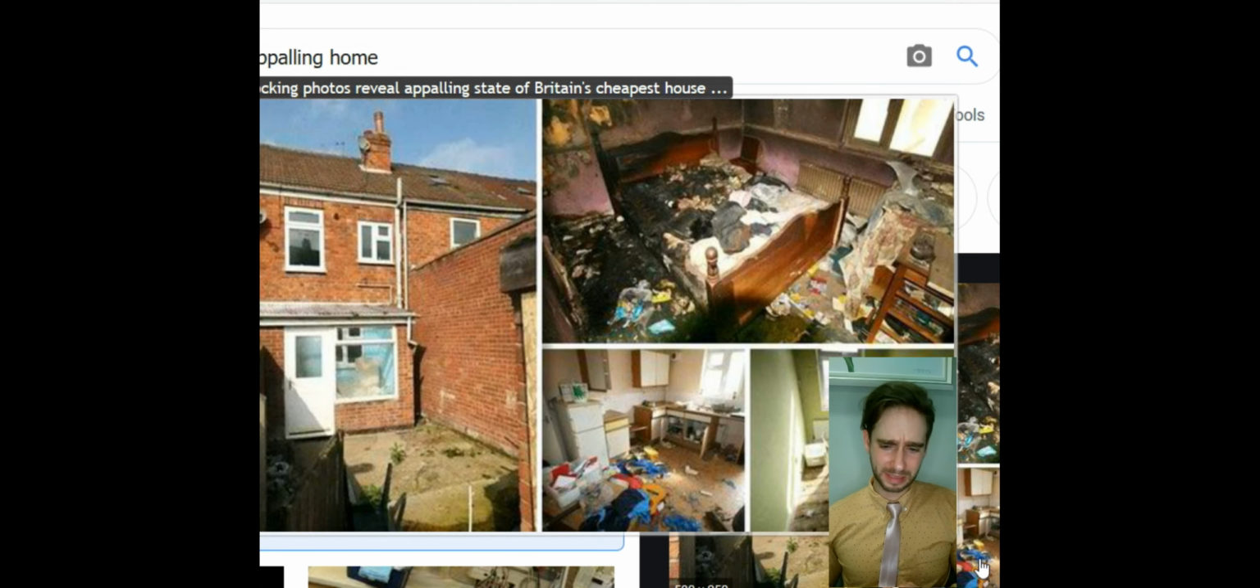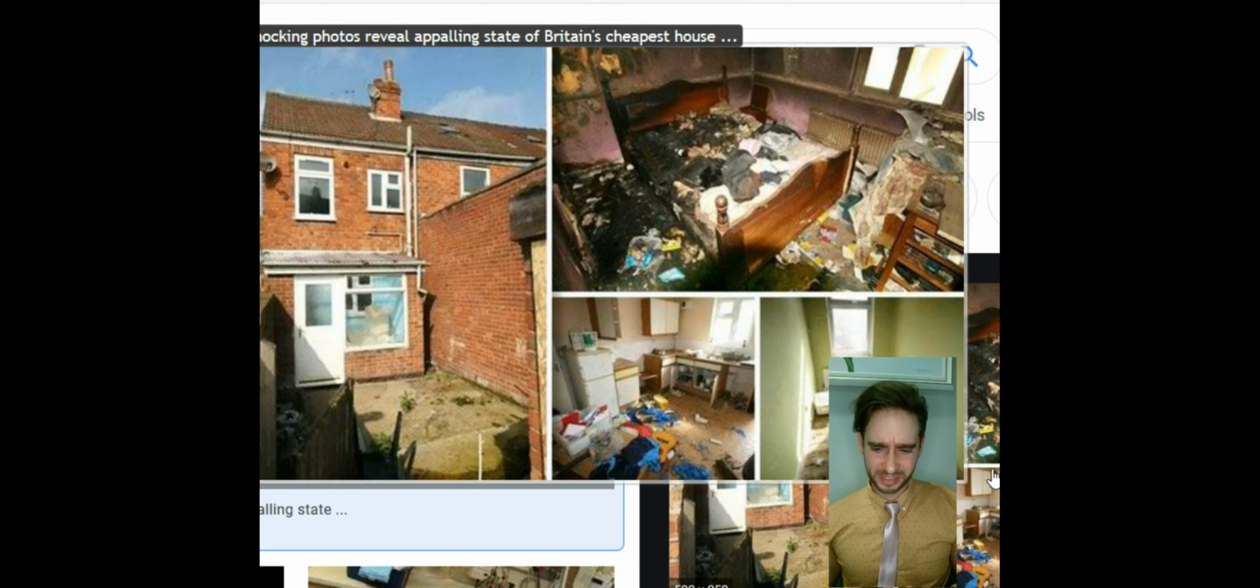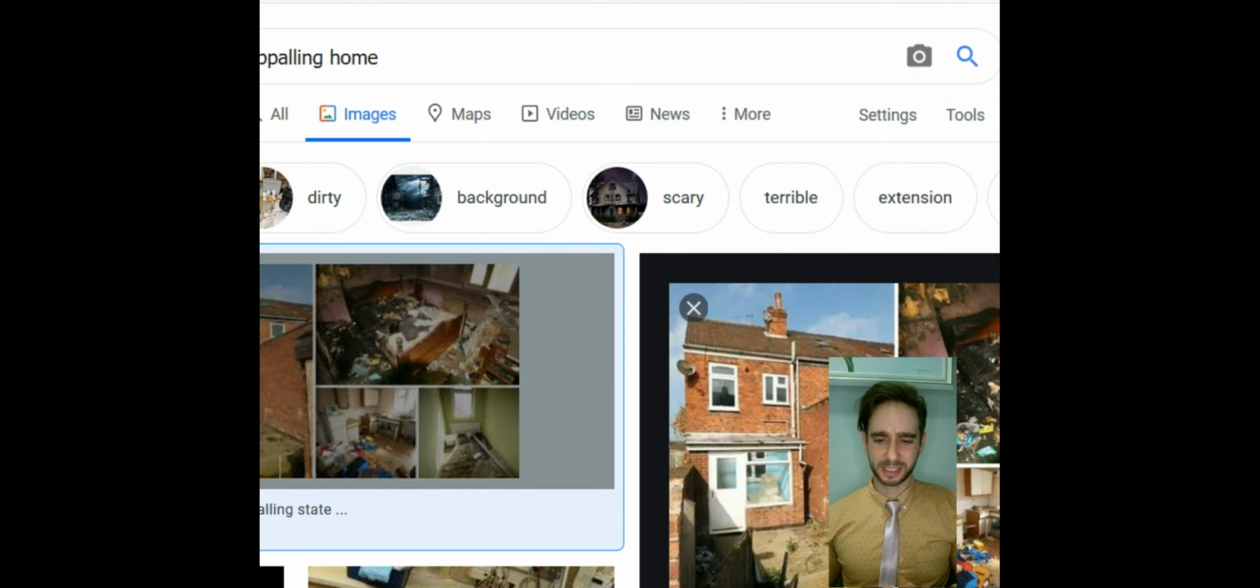Let's look at that home once again. Ew, not very nice. Ew, definitely disgusting for sure.